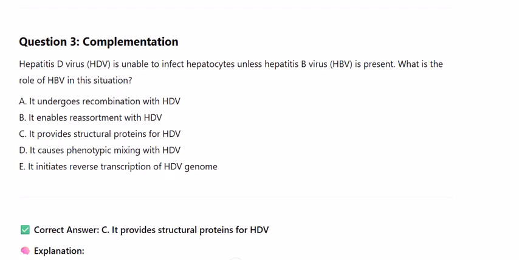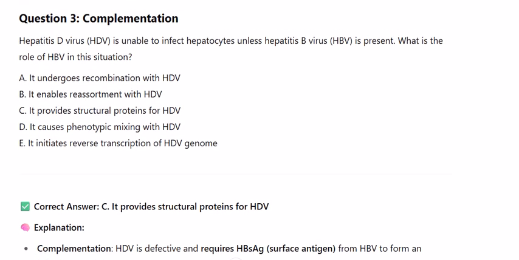Question 3. Complementation. Hepatitis D virus, HDV, is unable to infect hepatocytes unless hepatitis B virus, HBV, is present. What is the role of HBV in this situation? A. It undergoes recombination with HDV. B. It enables reassortment with HDV. C. It provides structural proteins for HDV. D. It causes phenotypic mixing with HDV. E. It initiates reverse transcription of the HDV genome.